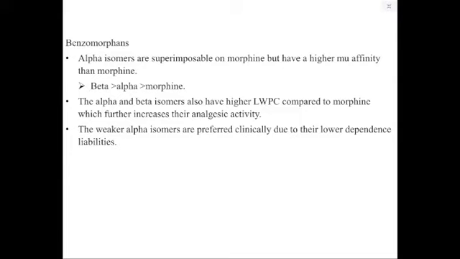The alpha and beta isomers also have a higher lipid water partition coefficient compared to morphine. Again, remember, you have removed the ether linkage. You have removed the hydroxyl group at position number 6. So these drugs have a slightly higher lipid water partition coefficient because of their shape and steric hindrance. You see, you have removed a portion of the C. So this molecule is not as bulky as the morphines and analogs, and therefore it can access the receptor much better, bind the receptor more strongly, and give you better activity than morphine, and at the same time is also found to have quite low toxicity. Therefore clinically it is indeed the preferred isomer. The alpha isomers are preferred clinically due to their lower dependence liabilities. I hope that is clear.